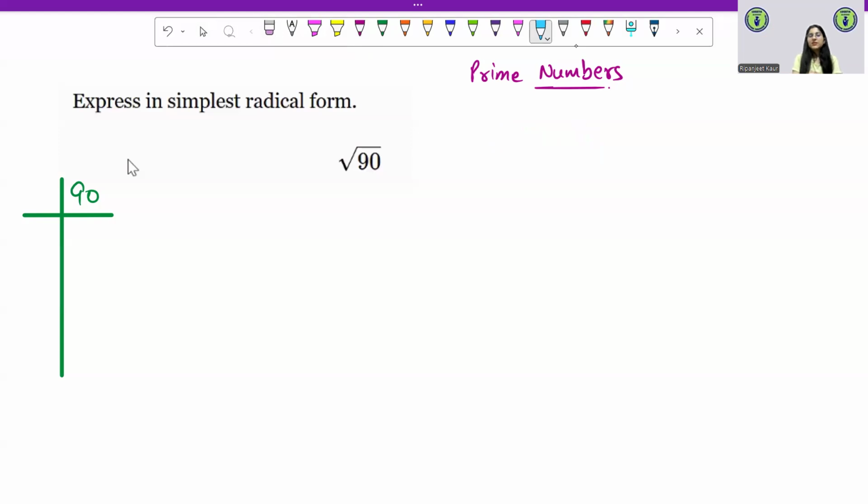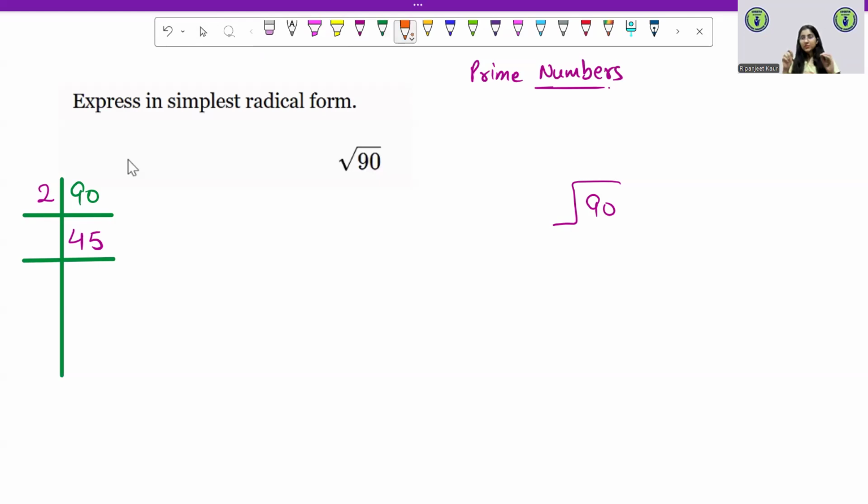Okay, so what is the smallest prime number? We always have to think of the smallest prime number that we can divide this given number with. Two. And what will we get? 90 divided by 2 gives 45. Great. What is the smallest prime number that 45 could be divisible by? 22.5.